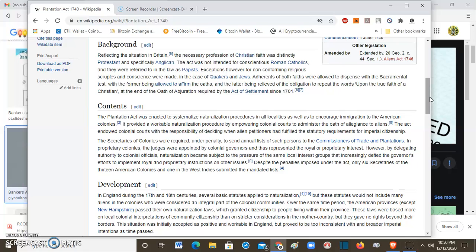Okay, what you call a birth certificate today. The Plantation Act was enacted to systematize naturalization procedures in all localities, as well as to encourage immigration to the American colonies.